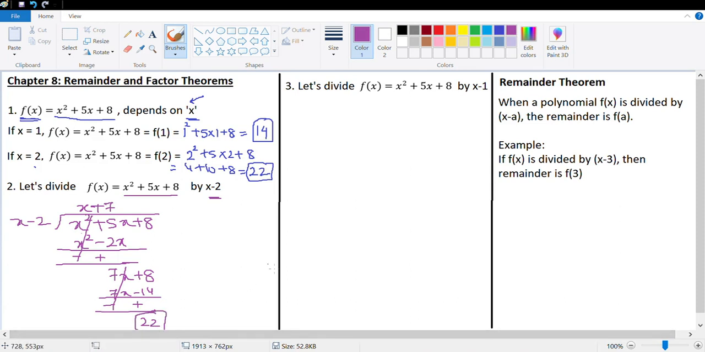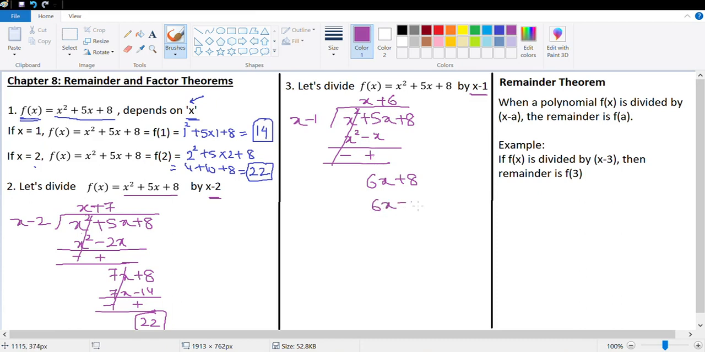Good. Let's divide the same thing by x minus 1 as well. Why are we doing this? I will come to it in just a minute. Right. So let's divide the function of x, the polynomial that we took, by x minus 1. So the first term will be x. This will give me x squared minus x. When I subtract, the sign changes. x squared minus x squared gets cancelled. That's 5x plus x, that's 6x plus 8. Now I multiply it with 6, so that's 6x minus 6. Again subtract, 6x and 6x get cancelled, 8 plus 6, that's 14.